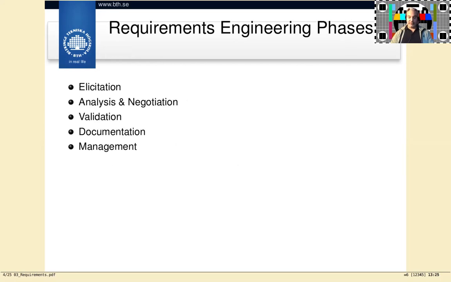So requirements engineering, if you pick up basically any textbook on requirements engineering, you'll find these 5 phases there. It's about elicitation, analysis and negotiation, validation, documentation, and management of requirements.